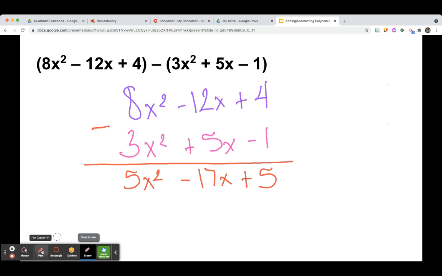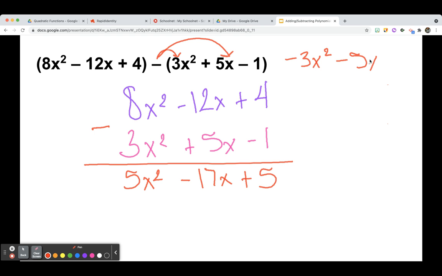And let me walk you through that. So this would become a negative 3x squared, a negative 5x, okay, and then a negative times a negative 1 would be a positive 1, okay, and then we can look at it as adding if you wanted to, and then we can add the 8x squared minus 12x plus 4.